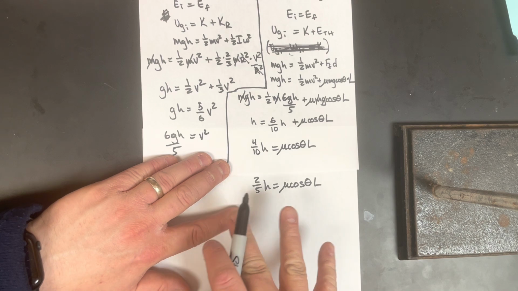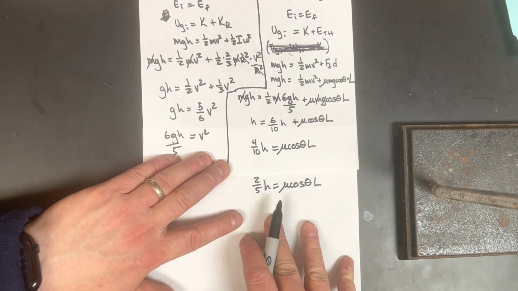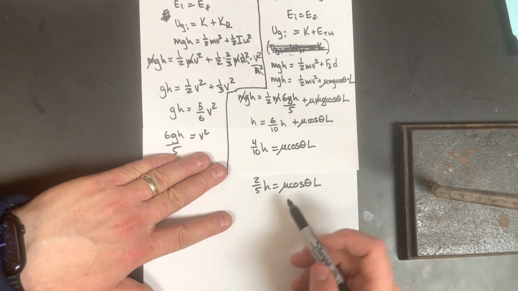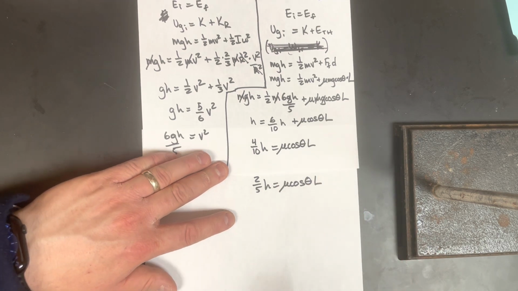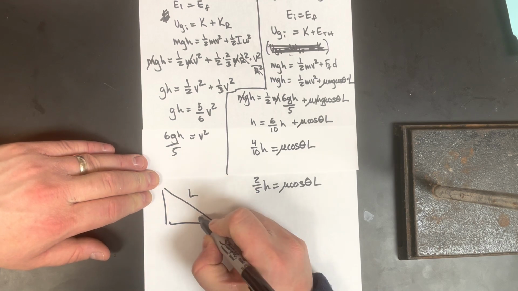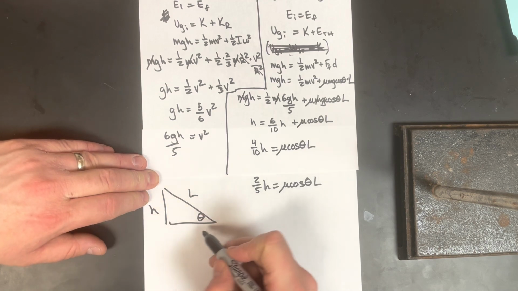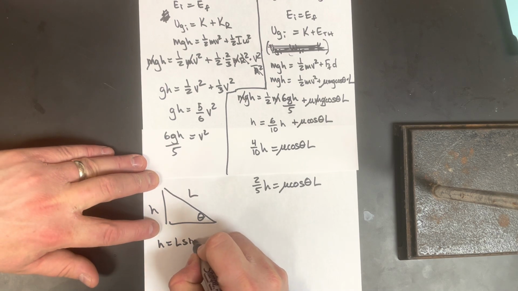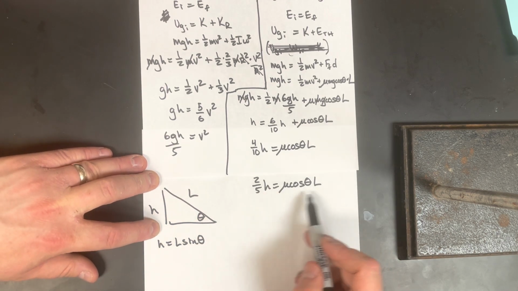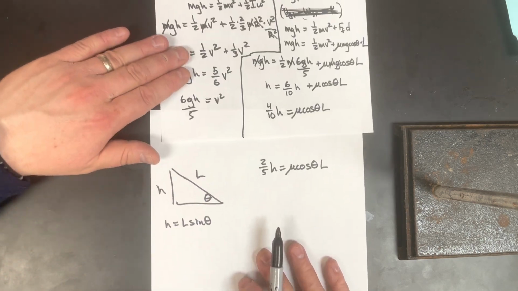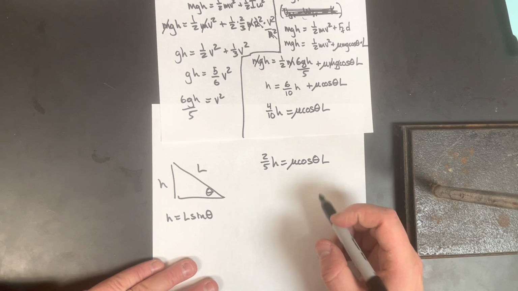And then the problem told me I needed to solve for mu in terms of only theta. So if I take a look at what I still have that I'm not supposed to, I've got an h and an L that I'm not supposed to have. So if I go back to my drawing of the ramp, L is my hypotenuse, h is the opposite side. That means that h is equal to L sine theta. So these are both distances. I can get them in terms of each other in order to cancel and clean up and get rid of the variables that I don't need to have.